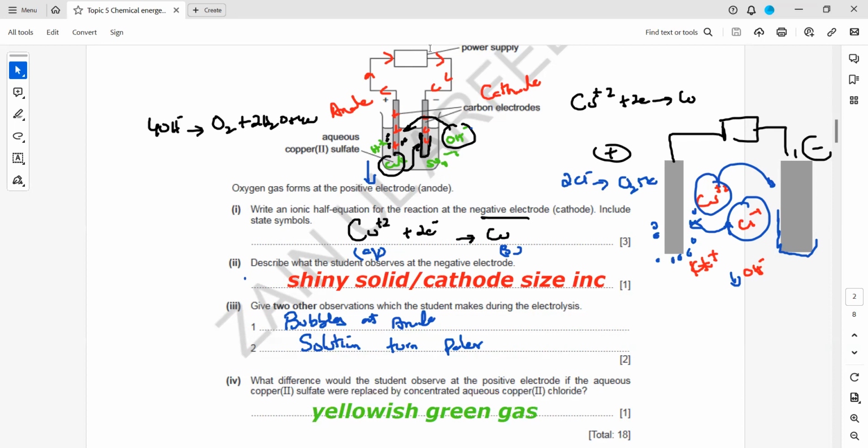So this was pages 1 and 2 from the classified paper, topic 5.